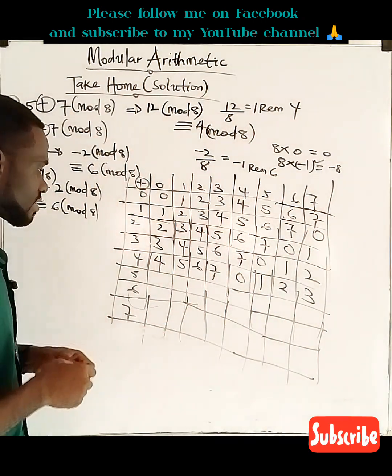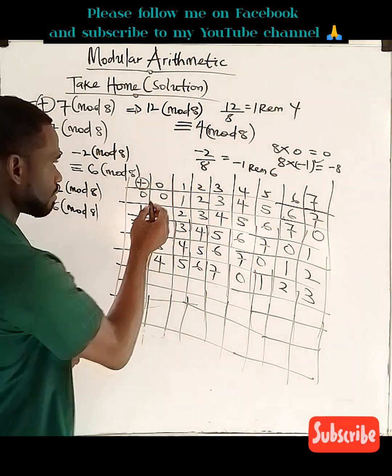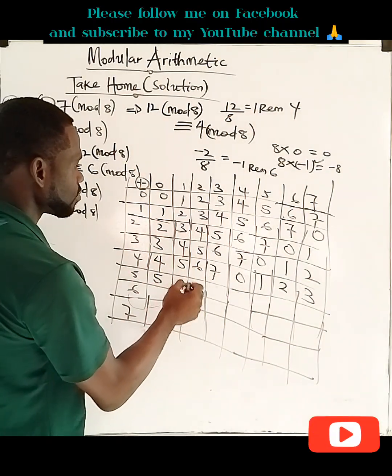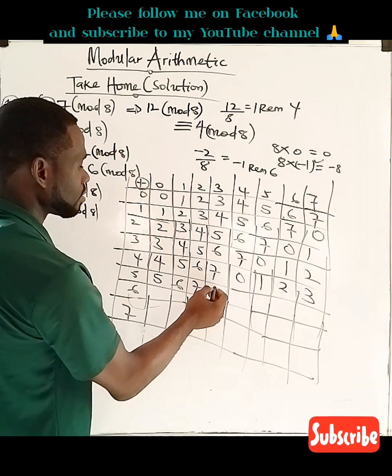As simple as that. So you have about 3 more to go. 5 plus 0 is 5, 5 plus 1 is 6, 5 plus 2 is 7, 5 plus 3 is 8, we write 0.